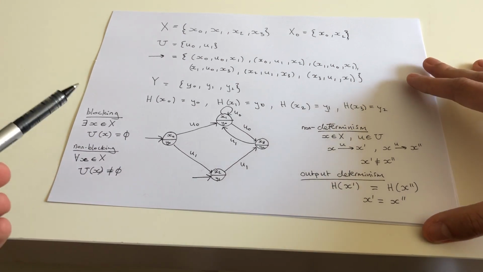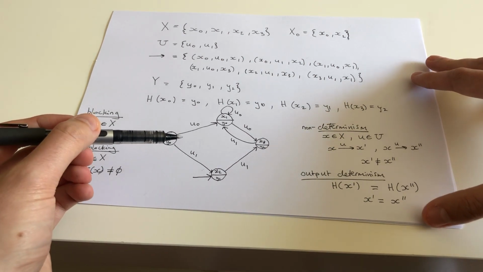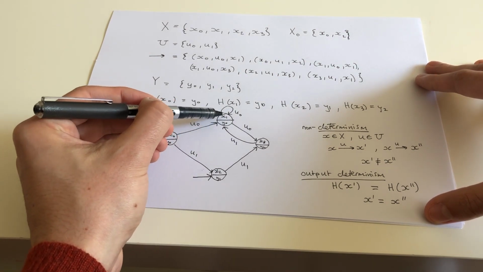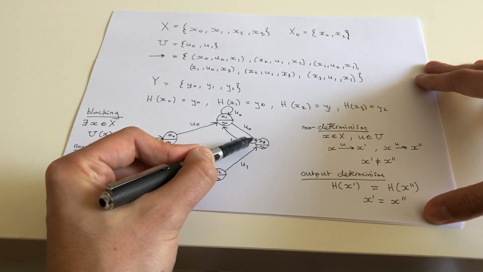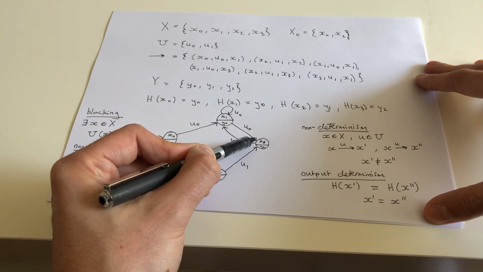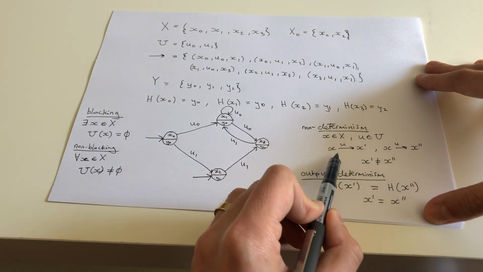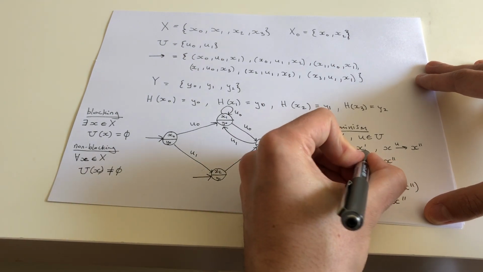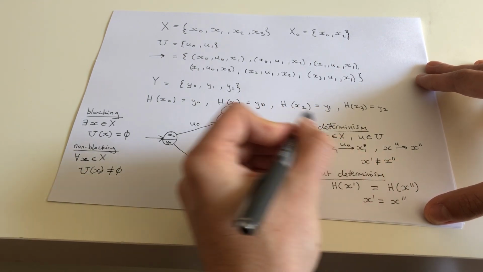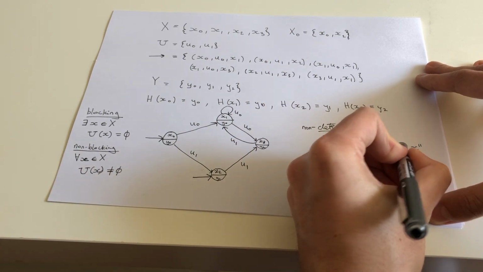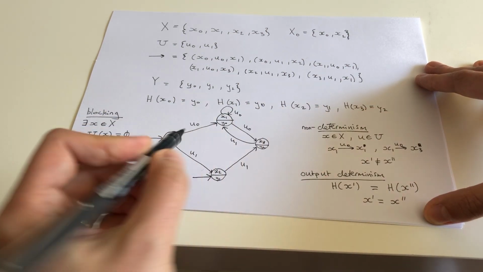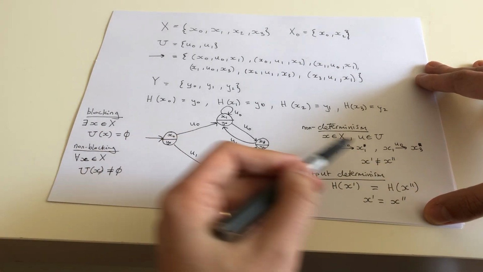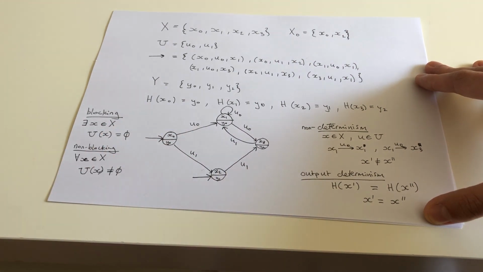What we can see is that this system is non-deterministic. So take x1 here, we have the transition u0 which goes to x1, and we also have the transition u0 which goes from x1 to x3. So in this case we have non-determinism because we have x1 going to x1 under u0, and then we also have x1 going under u0 but going to x3. And as x1 does not equal x3, then we know that this system is non-deterministic.